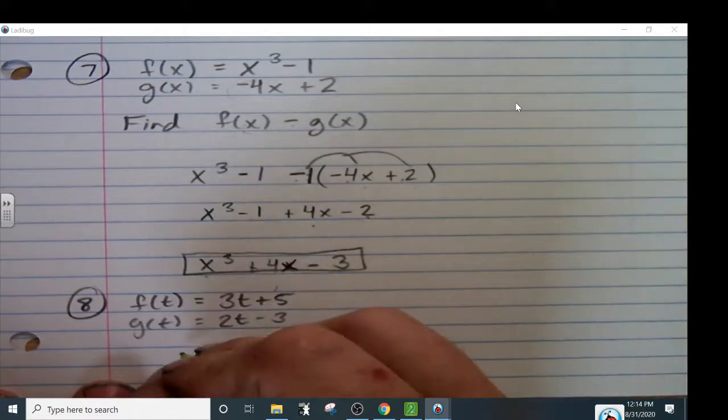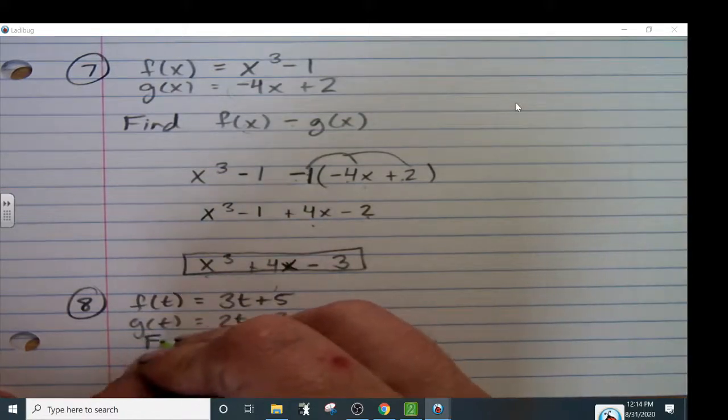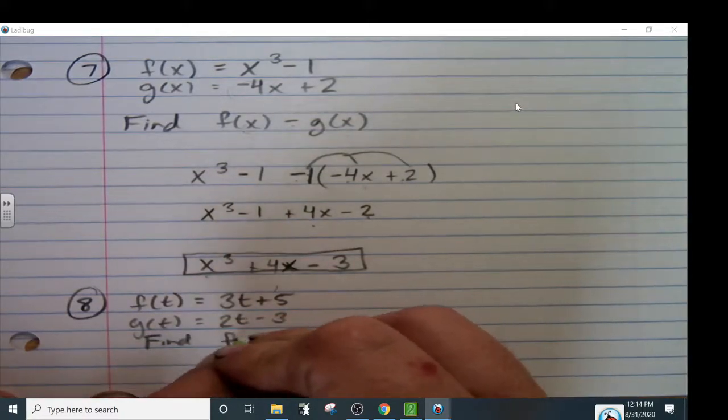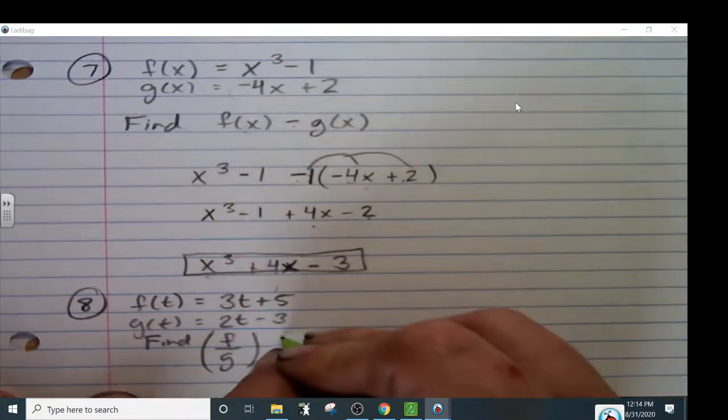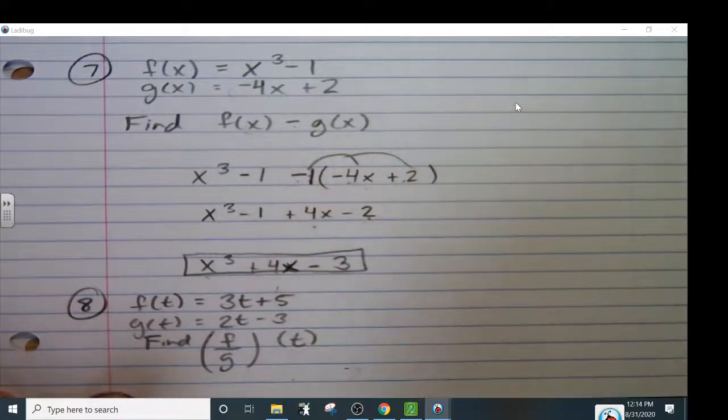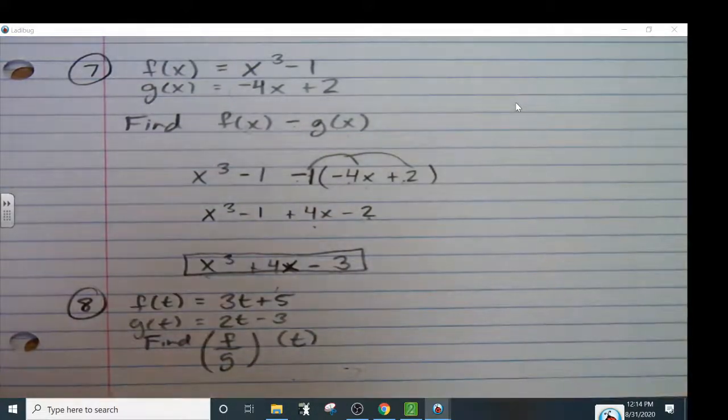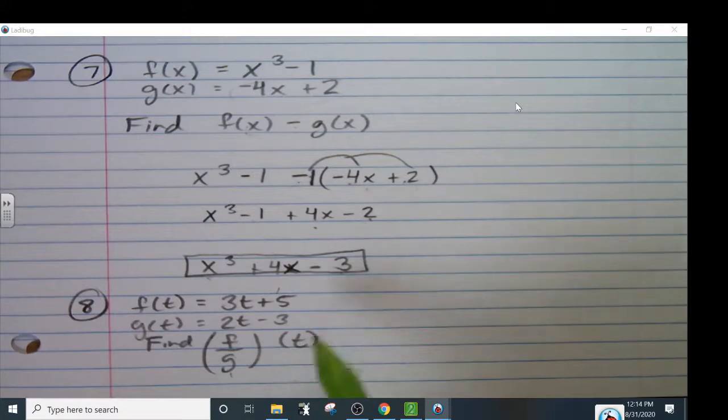And what it wants you to do, it says it wants you to find f divided by g, and it wants you to input a t value. So that's find f divided by g, and then input a t into it. Okay.